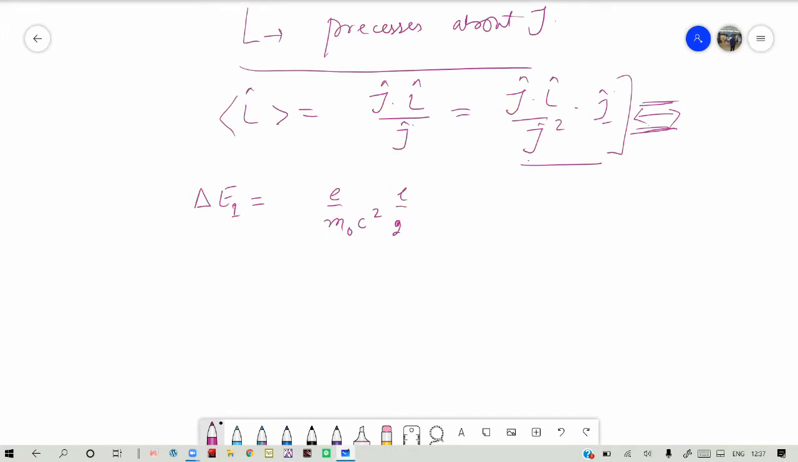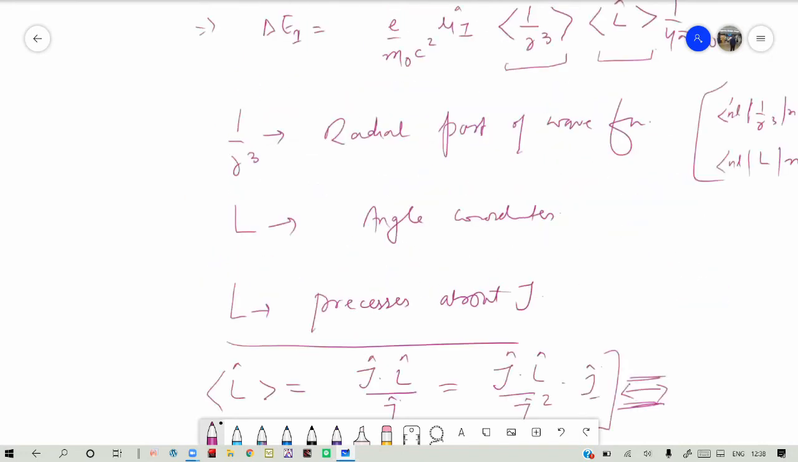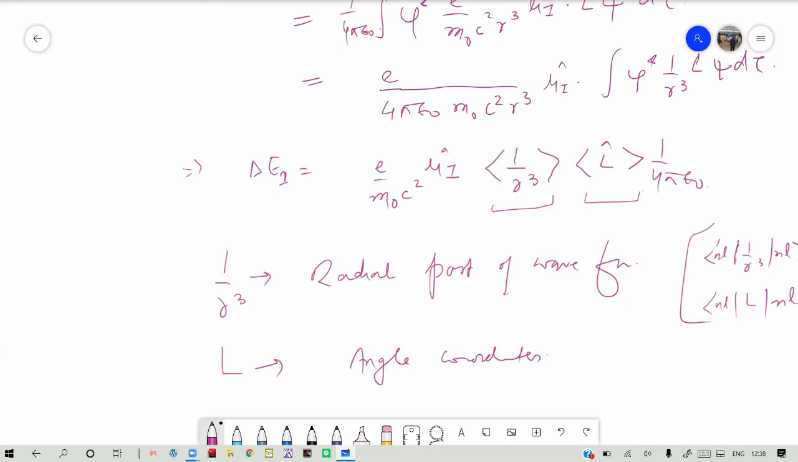So delta E1 is equal to E divided by m naught c square, E by 2mp into gi. It is 1 by r cube. I will write there is I, which comes from this mu I. And I can write here J dot L upon J, and there is J here. This is square. And we have 1 by 4 pi epsilon naught. Sir, minus sign B? I think I have the minus incorporated in that mu direction. Okay, sir, I have that incorporated here.